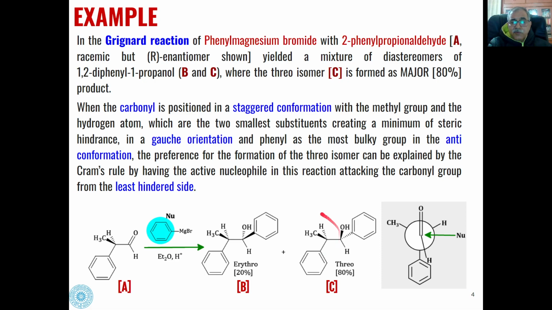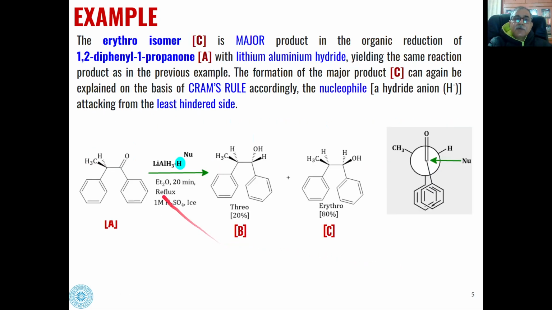So this is how we can explain the formation of these two products in Grignard reaction of phenyl magnesium bromide with 2-phenyl propionaldehyde. Similarly, we can take another example. So this is lithium aluminum hydride reduction of 1,2-diphenyl propanone.